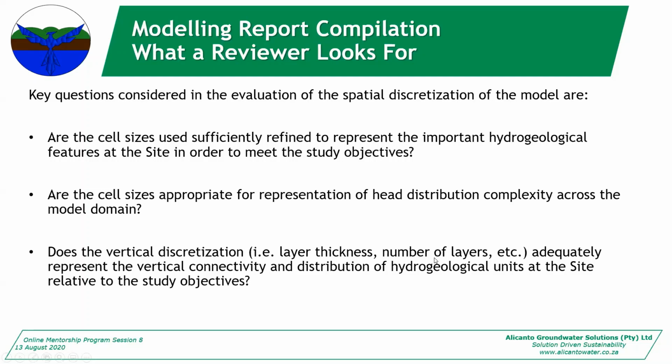Then does the vertical discretization, so your layer thickness, the number of layers, adequately represent the vertical connectivity and distribution of hydrogeological units at the site relative to your study objectives? Yeah, this is something I've only ever encountered really in the Northern Cape, and maybe the Free State as well, where you've got like 300 meters of sand on top of your mining units. So you usually typically say one layer on top, which is 300 meters, then you separate it with your clay layer, and then you refine your actual aquifer at the bottom, or you just leave the top out completely.